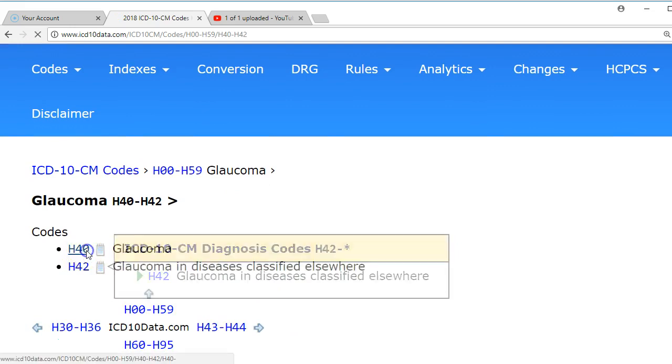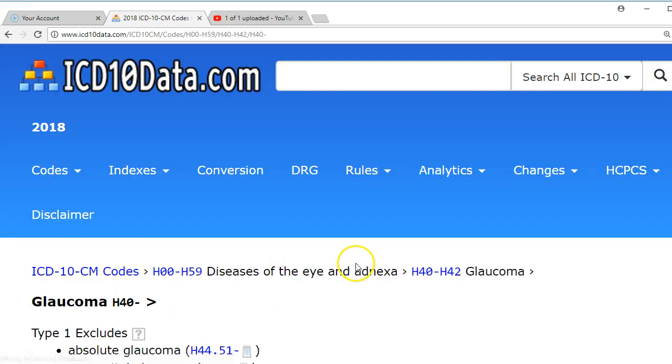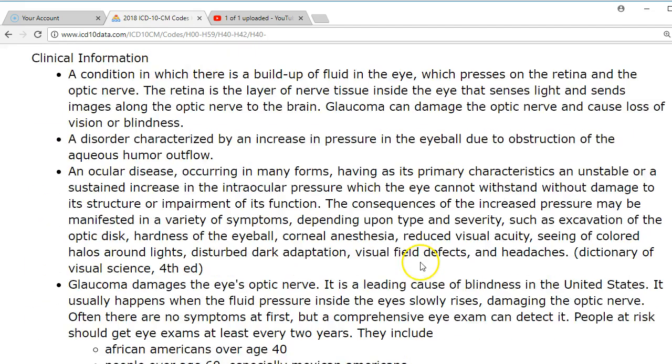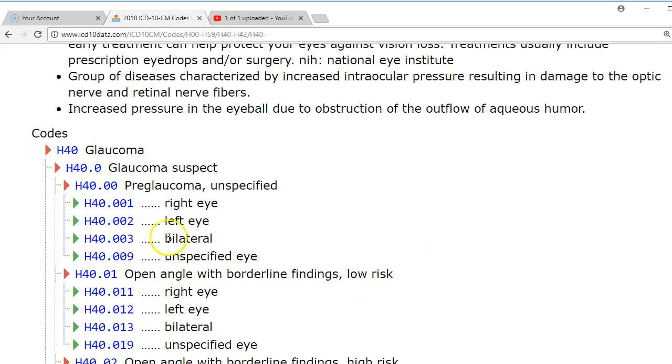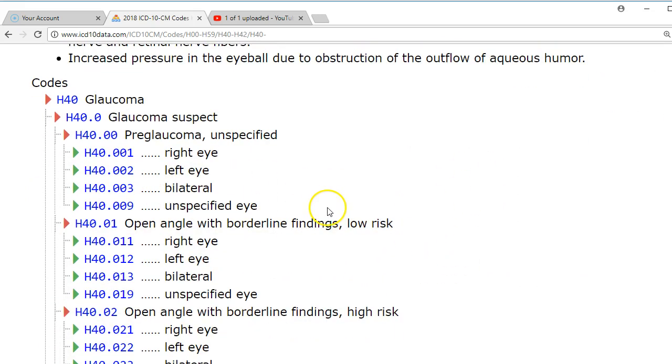So let's look at the H40s for a minute. Let's look more closely at these. So again, we have pre-glaucoma. In general, you will notice that if something ends in a 1, it's for the right side of the body. If it ends in a 2, it's for the left side of the body. If it ends in a 3, it's for bilateral. In general, that doesn't go for the entire code book, but when we have these, you'll usually notice that 1 is right eye, 2 is left eye, 3 is bilateral.